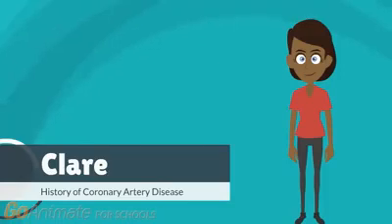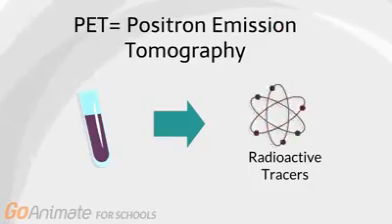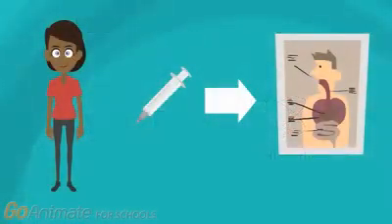Finally, meet Claire. Claire has a history of coronary artery disease, so her doctor advises her to undergo a PET scan. A positron emission tomography scan is performed by using a special dye that has radioactive tracers. The patient injects this tracer and it is subsequently absorbed by organs and tissues in the body.